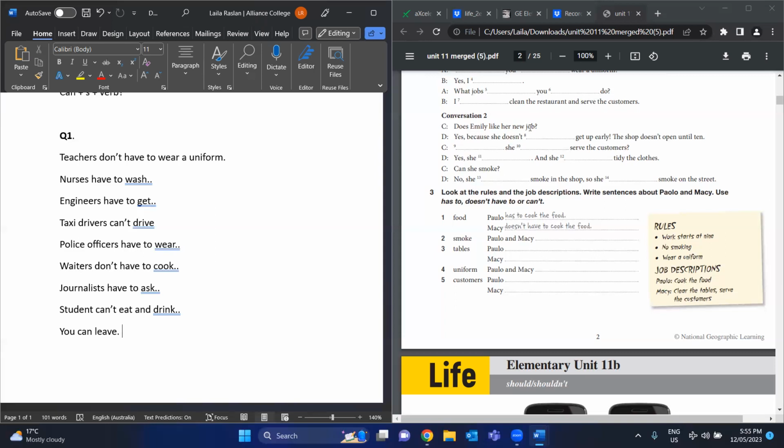So does Emily like her new job? Yes, because she doesn't have to get up early. It's not important. She doesn't have to. The shop doesn't open until 10. Now, this was a question. So does she, because we know does he, she, it. So does she have to serve the customers? Yes, she has to. Or yes, she does.